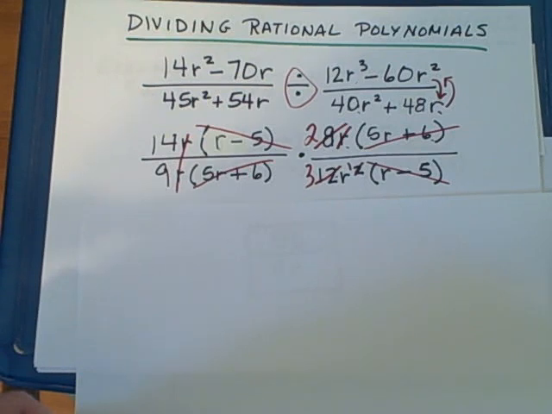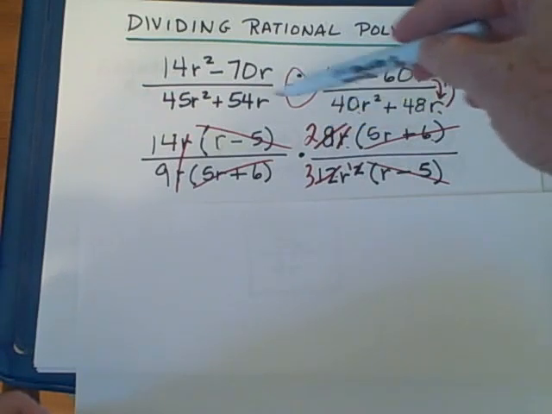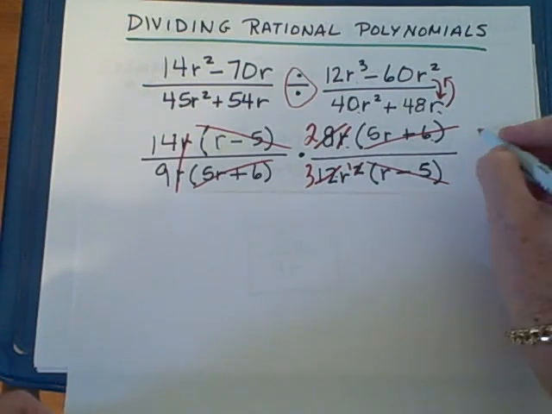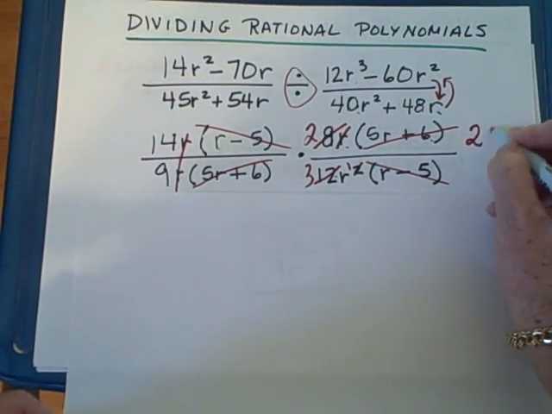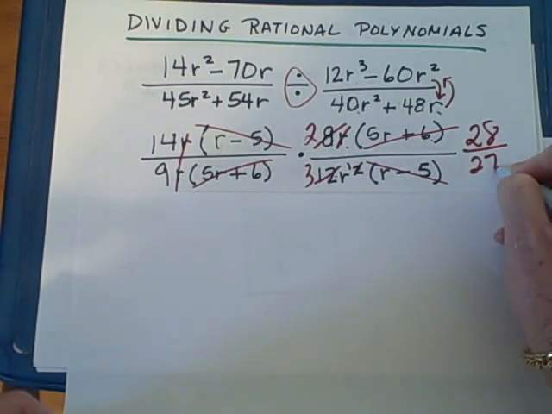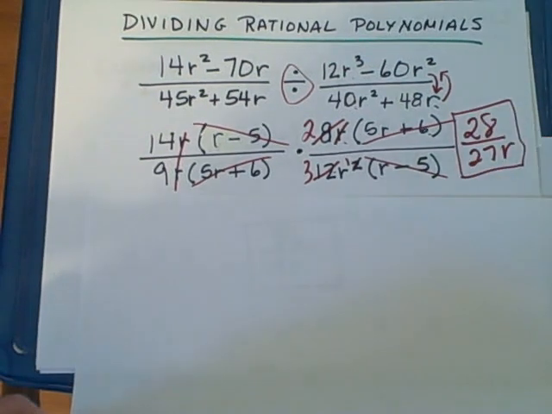That's going to leave us with 28, because 14 times 2 is 28, and 9 times 3 is 27. So that's going to leave us with 28 over 27. And don't forget the r we had left over here, r. So that gives us our answer.